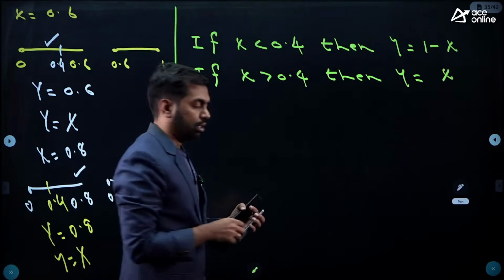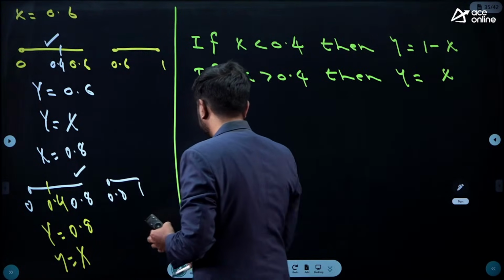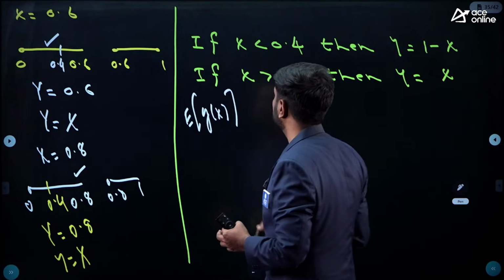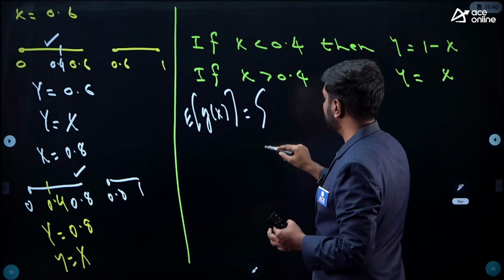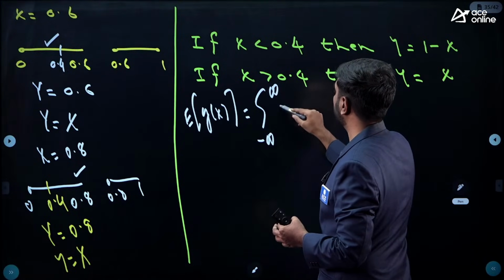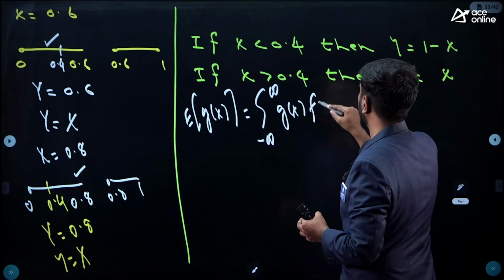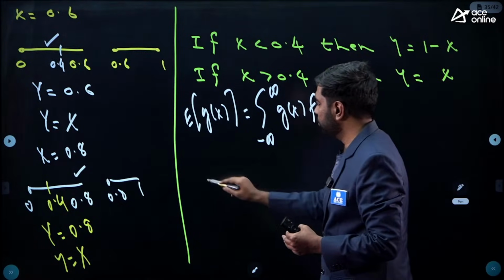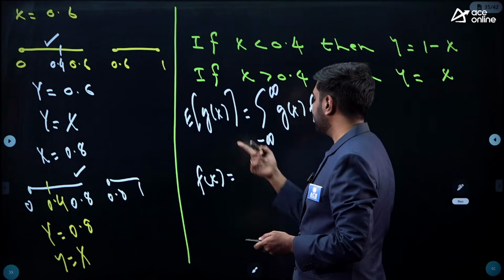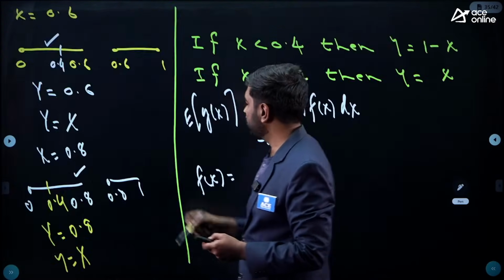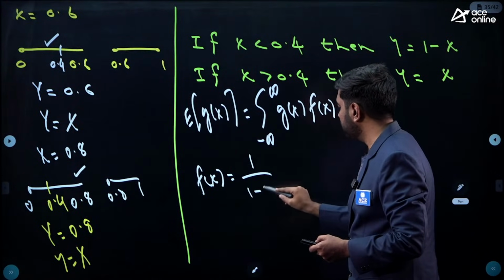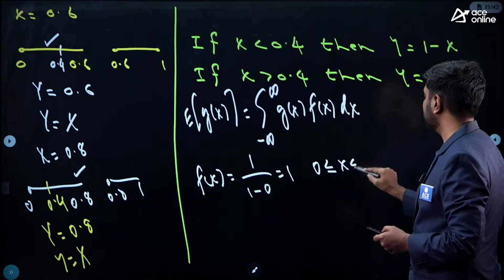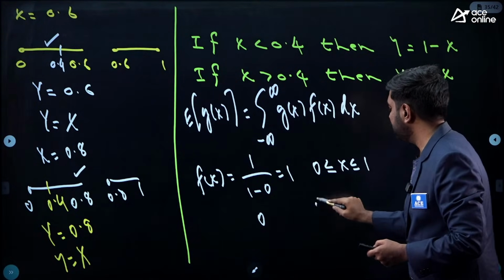Try to recall the expected value of g of x. The expected value of g of x is the integration from minus infinity to infinity of g of x into the probability density function of x. So what is the probability density function of x? Here x is a uniform random variable in the interval 0 to 1. Its density function is 1 by 1 minus 0, which is nothing but 1 in the interval 0 less than or equal to x less than or equal to 1, and it is 0 elsewhere.